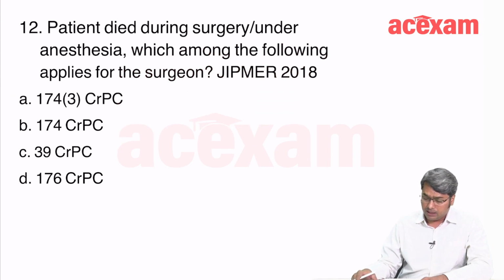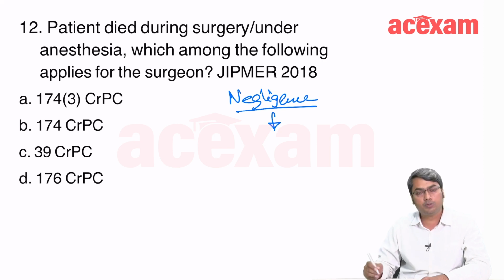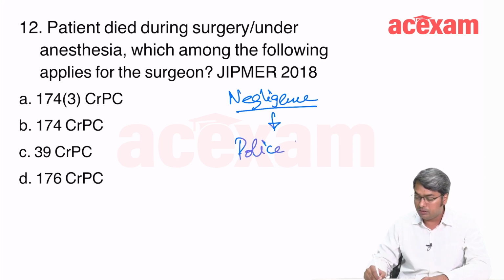Patient died during surgery under anesthesia. Which among the following applies for surgeon? When a patient is dying during surgery, it is a case of negligence. So, it will be done by an inquest. An inquest has to be done. Here, inquest is done by police. Police inquest is done in these cases.